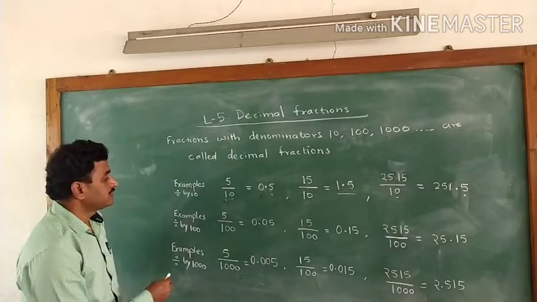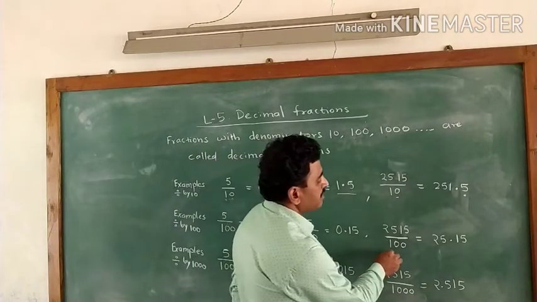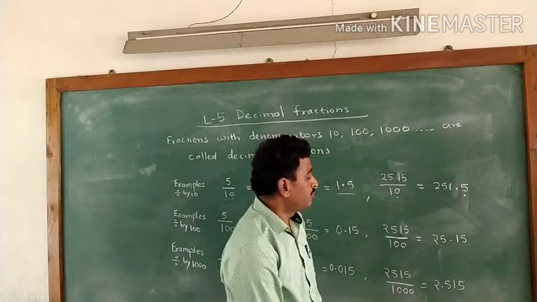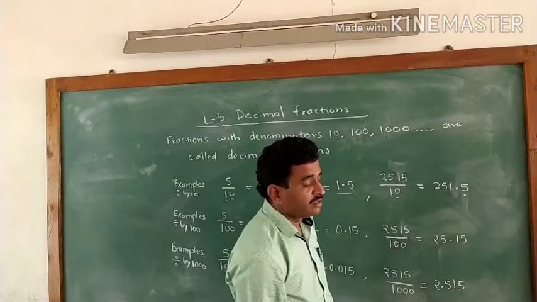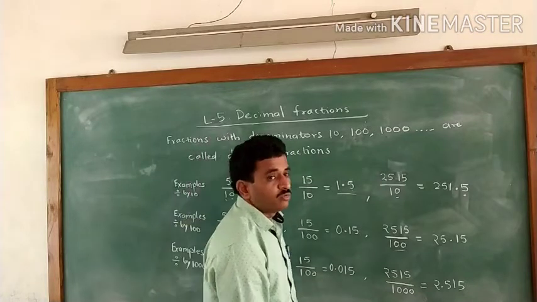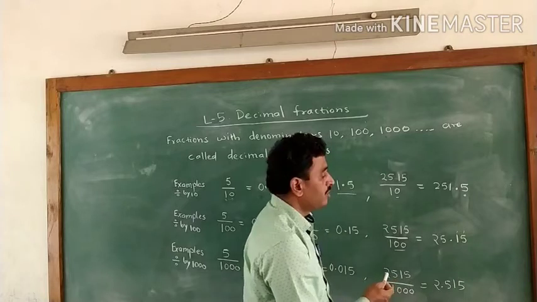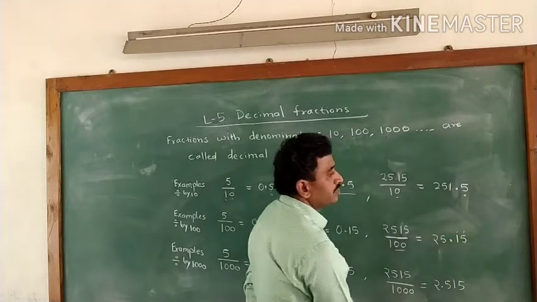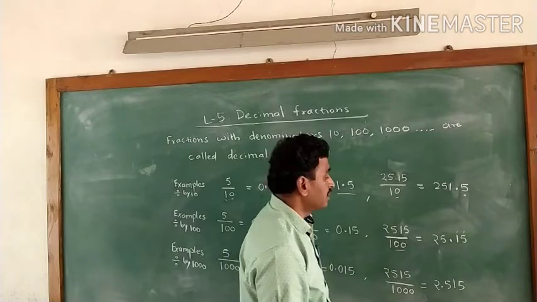Now the next is when we divide by 100. You can see this example. We have to write the number that is on the numerator as it is, 2515. How many zeros are there? 2 zeros are there. We have to leave 2 digits from the right side of the number, and we have to give a decimal point in front of those digits. Then we get the correct answer.